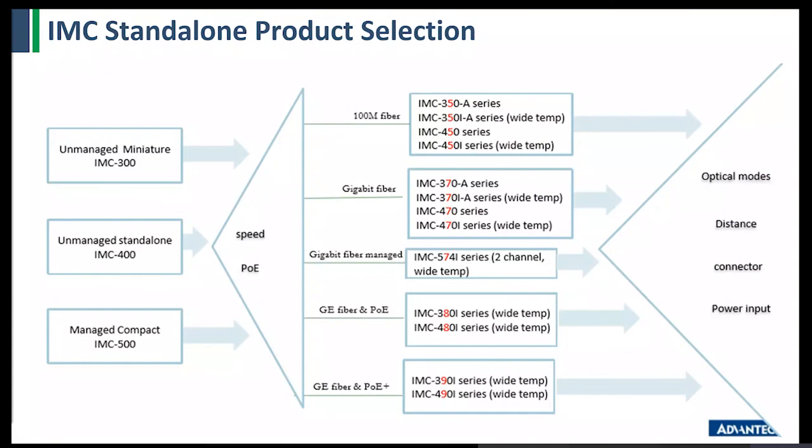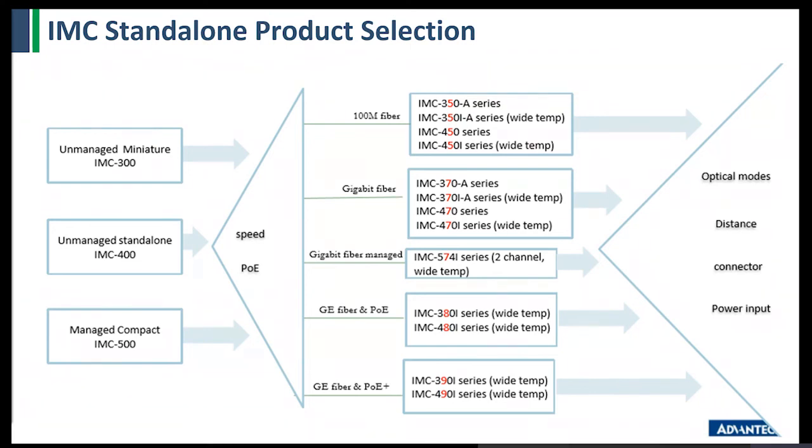Now, let's take a look at the IMC standalone product selection table. First, we separate the range into 2 main types. One is unmatched, which is IMC 300 and 400 series. Another is matched compact type, that is IMC 500 series. Then we sort out the range by transmission speed. We have 100 Meg fiber. They are IMC 350, 450. Next one down is the gigabit fiber, which is 370 and 470.